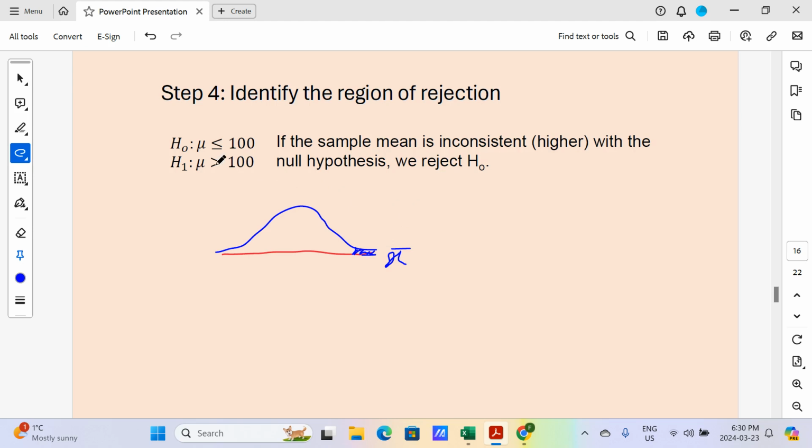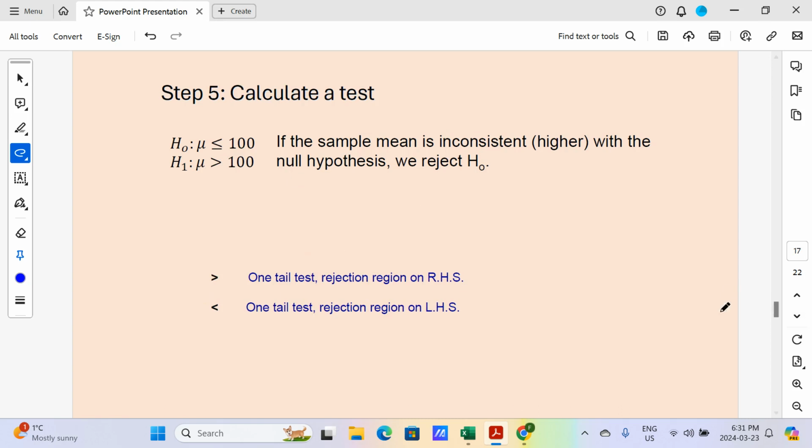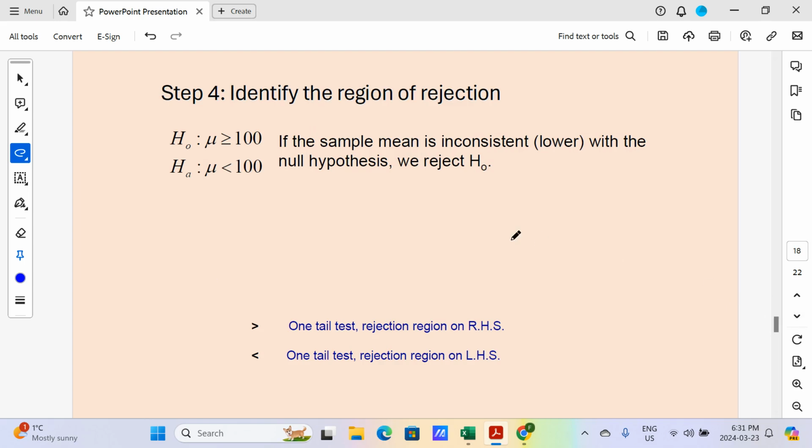You can look at the alternative hypothesis, H1, to identify if you have a one-tail test or two-tail test. Here the rejection region is on the right side. But what about this one? Look at here, H0 is mu is more than or equal to 100, but the alternative, H1 or HA, is mu is less than 100. An easy way: because mu is less than 100 in the alternative, we have a lower tail test. The tail is on the left side.